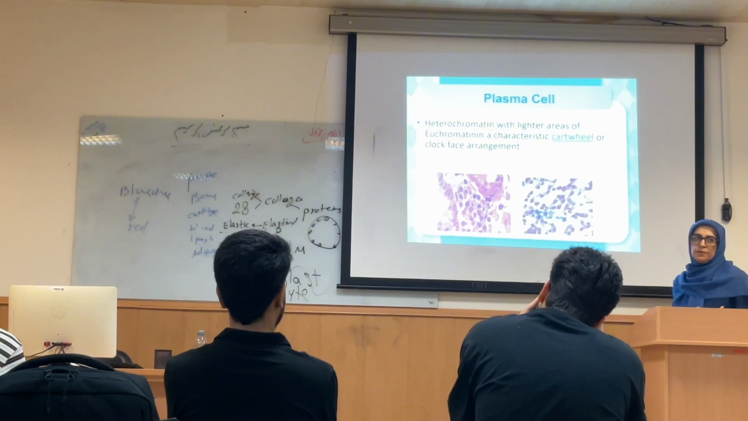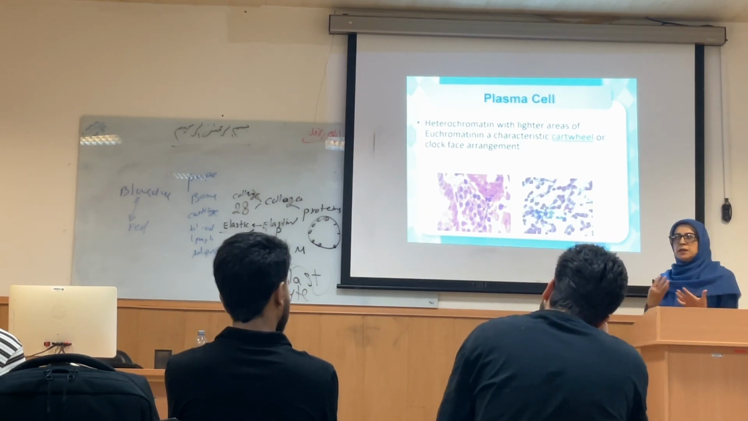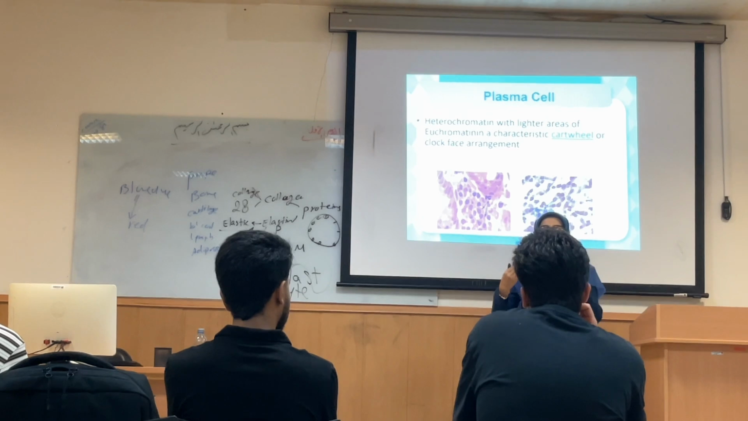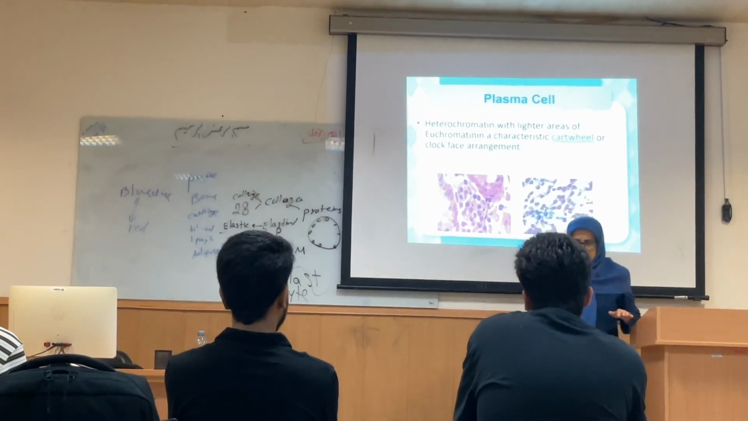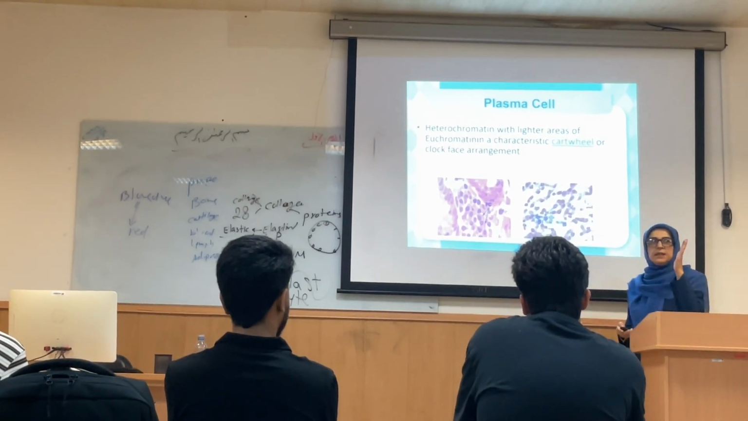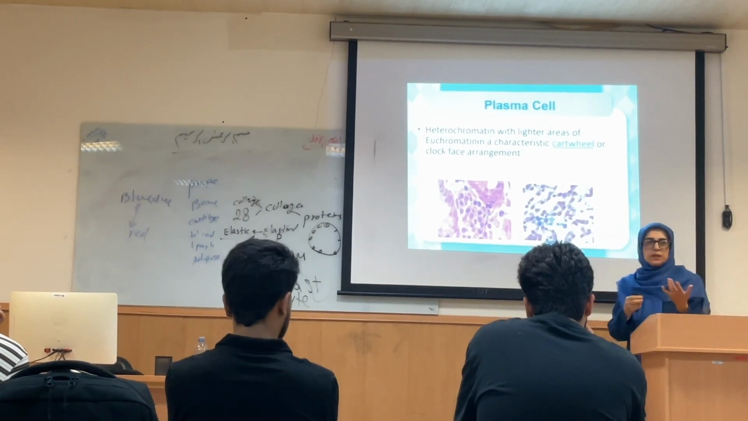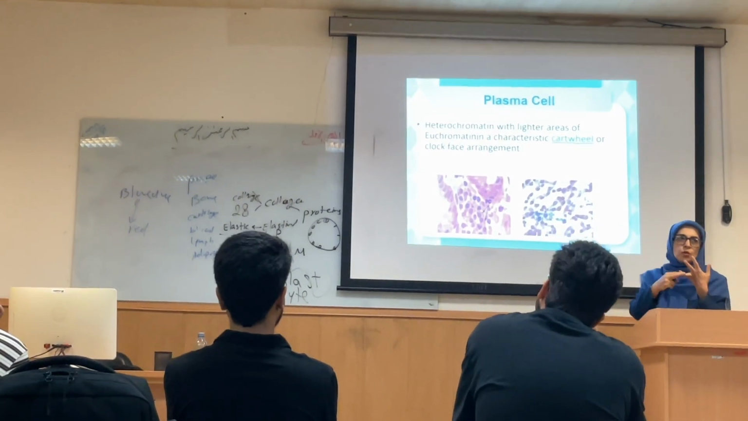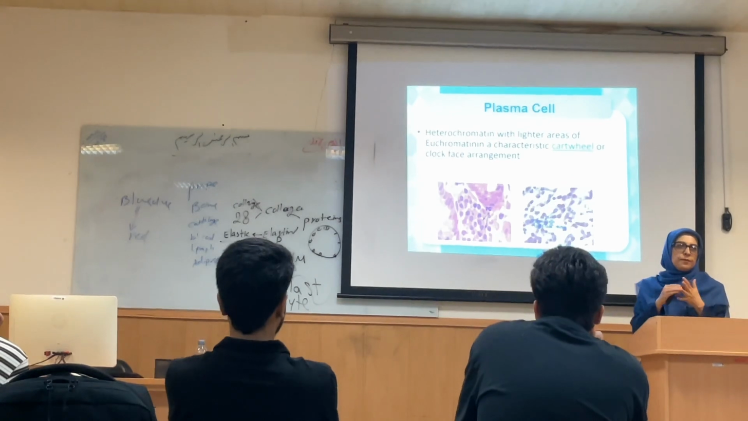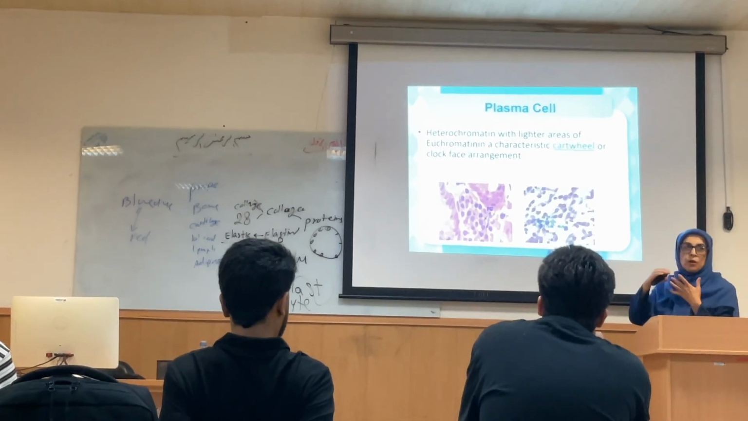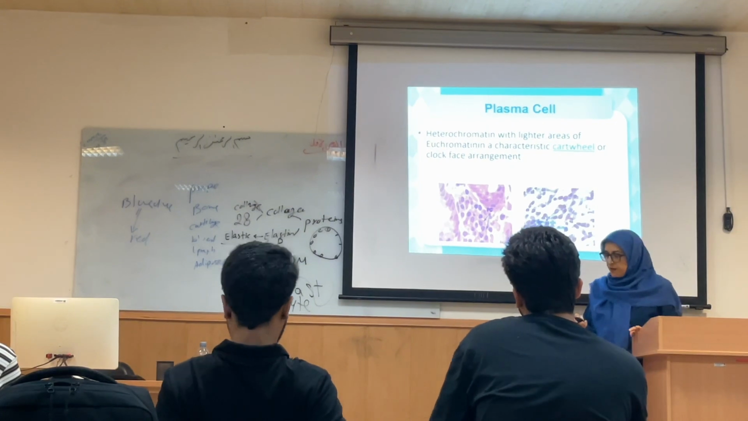Another question. The clock face pattern is seen in which cells? Or, for example, what is the specific characteristic of the plasma cell? For example, the cytoplasmic granules, or the other cells, clock face, metachromasia? Yes, that is the clock face for the plasma cells.